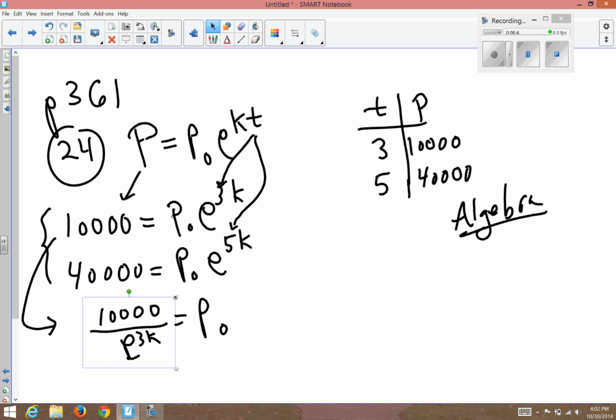So I divided both sides of this equation by e to the 3k. I get 10,000 over e to the 3k equals P sub 0. Now we're just going to stick that in the other equation. 40,000 equals 10,000 over e to the 3k times e to the 5k. Simply replacing this with this.